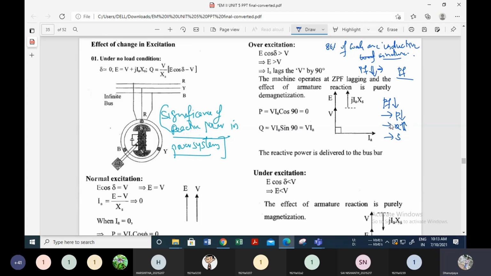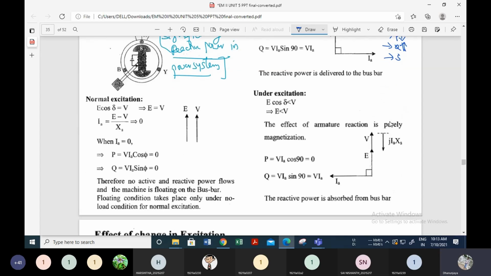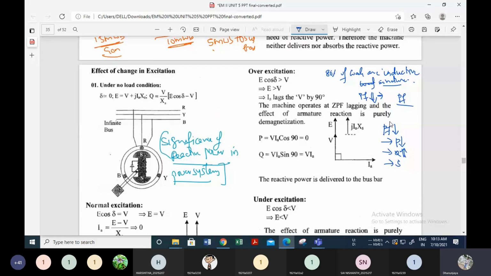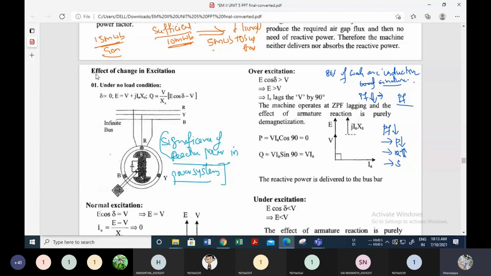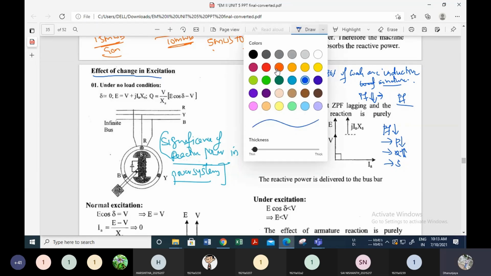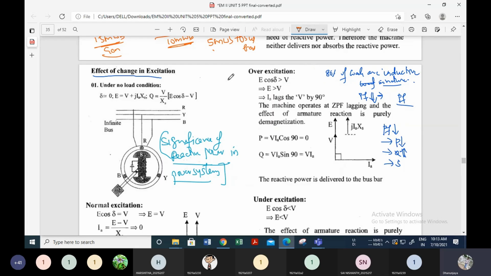Okay, and that's the reason we need certain reactive power delivering devices like capacitors, and the synchronous machine is also capable of delivering reactive power, or else it can also consume reactive power. Now we can see the effect of change in excitation.